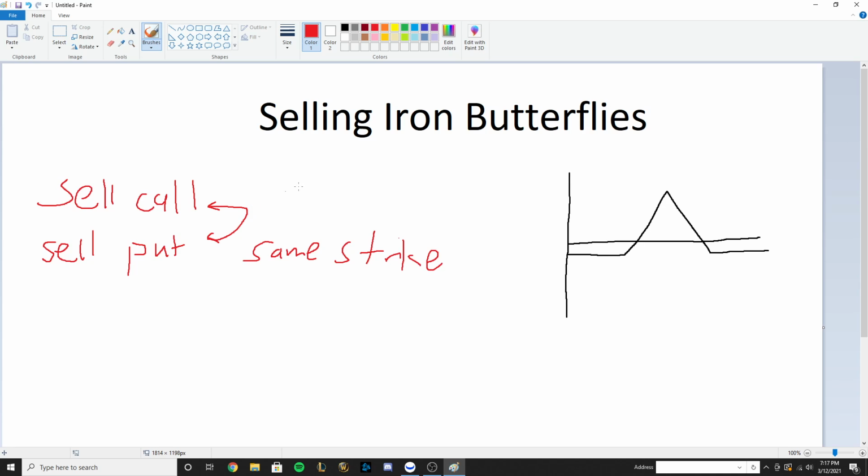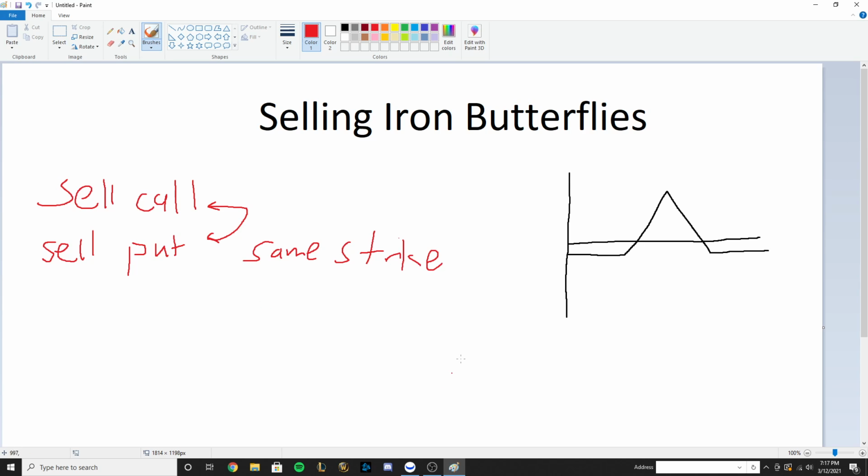opposite effects on each other, which is why, as you see the price go up, you're going to see the put you sold lose value, and as it goes up, you're going to see the call you sold losing value, and as it goes down, you're going to see the put you sold losing value.